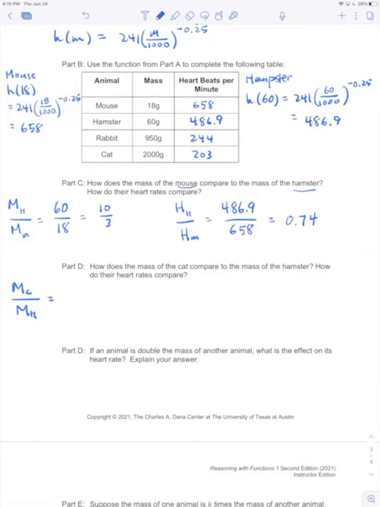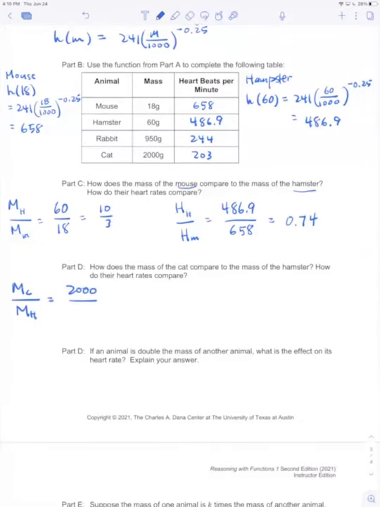So the mass of the cat is 2,000 over the mass of the hamster, which is 60. Reducing this, we get 100 over 3. So the mass of the cat is 100/3 times that of the hamster.